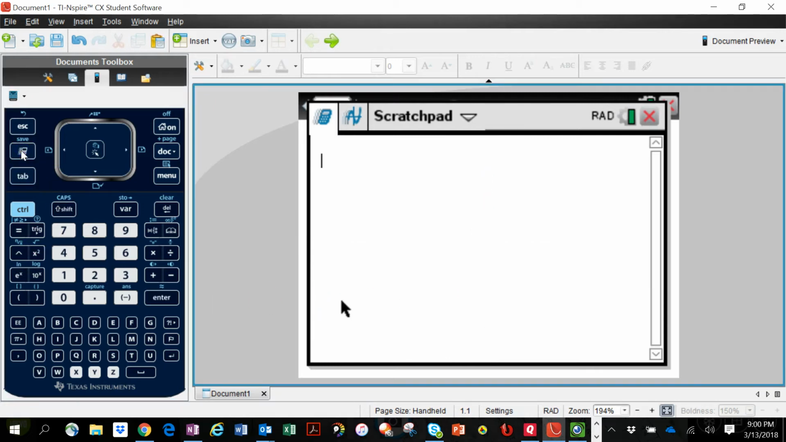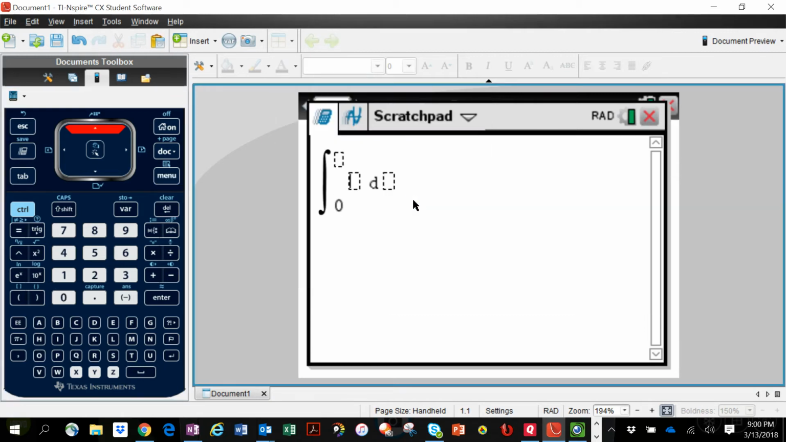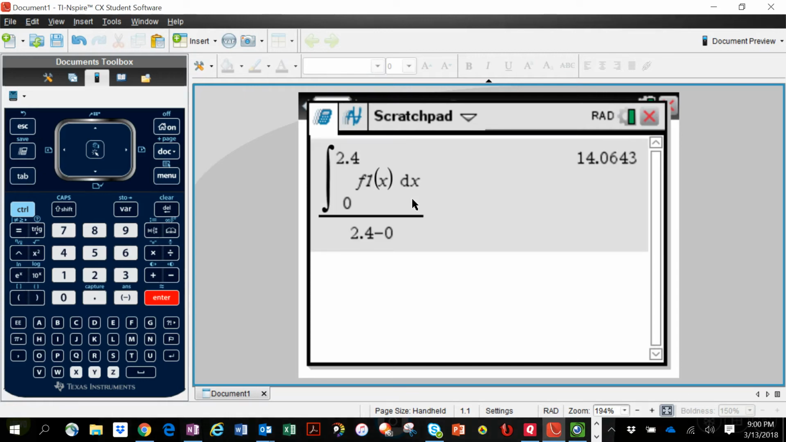Let me switch over to the graph screen, and I'm just going to type in that definite integral that we just had. We're going to do menu, calculus, numerical integral from 0 to 2.4. The function that I typed in was f1 of x. I'm going to integrate with respect to x, and then I've got to divide by 2.4 minus 0. And good news, my answer matches the College Board's answer. So 14.064 is the final answer.